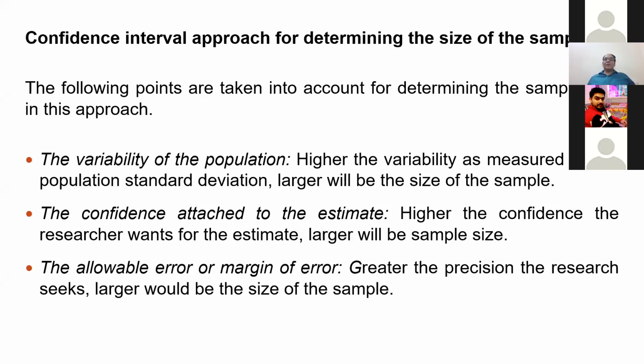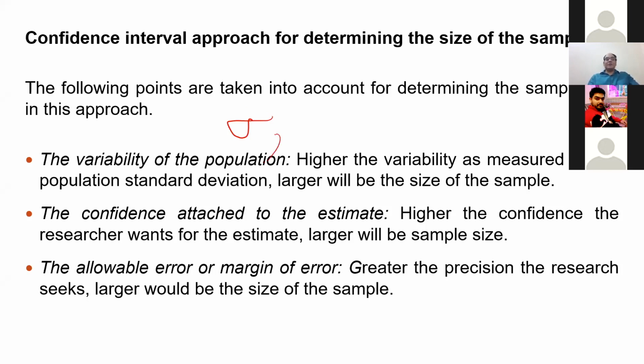Then the confidence level. What is your confidence level in the study? If your confidence level is 95%, the sample size may be different; if your confidence level is 99%, the sample size will be different. The higher the confidence level, the larger the sample size. Then the third concept we use in the formula is the margin of error: what precision do you want in the sample size? So basically we take three things here.